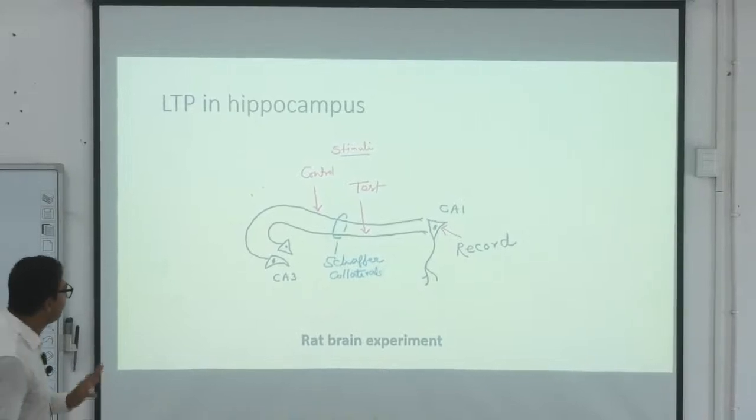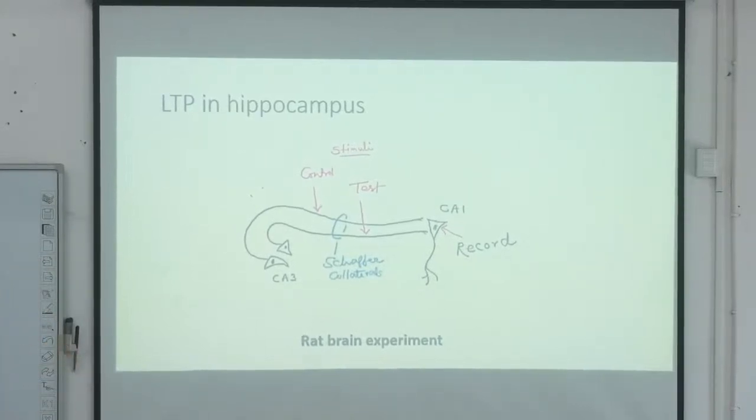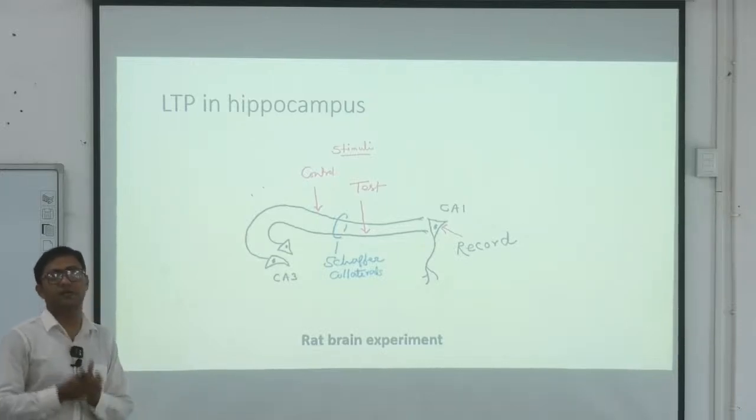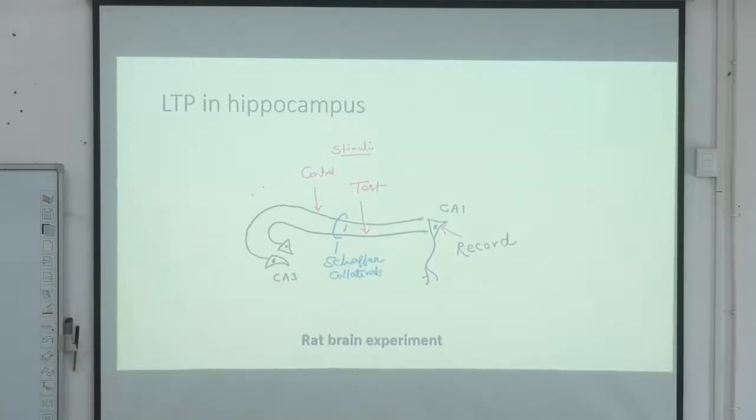And there was an experiment. Initially, we did some pre-depolarization of that neuron. Again, the details of the experiment you do not need to know. Just remember there was an experiment done on rat brain to identify this long-term potentiation, and this experiment was done on CA1 and CA3 neurons, and CA3 neurons had Schaffer's collateral which converge on the CA1 neuron, right?